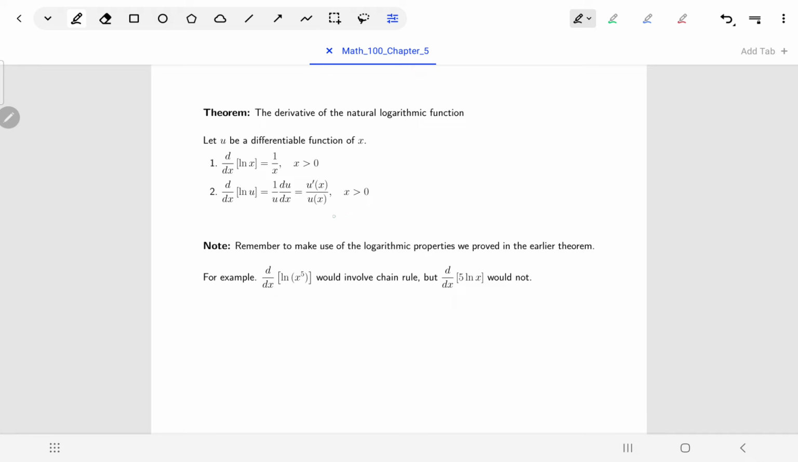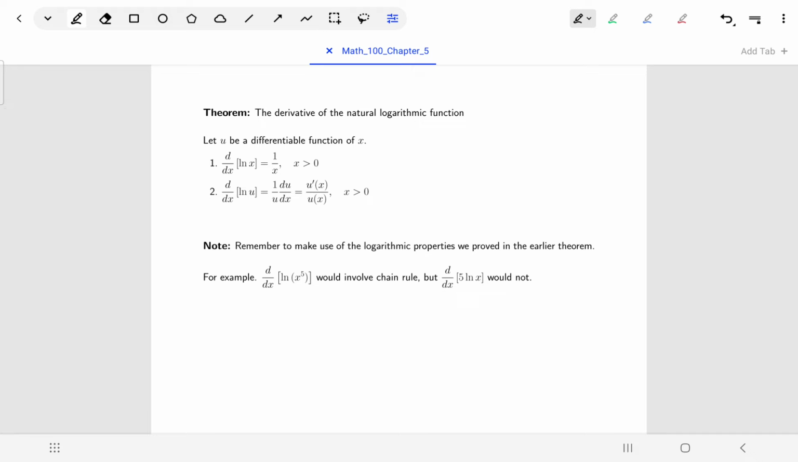Just the one thing that we would have to keep in mind here is if we're seeing a natural log in a function and we're differentiating things, we're going to have to be careful to make note of when is it natural log of x, when is it natural log of some function of x, and when is it just natural log of some number.